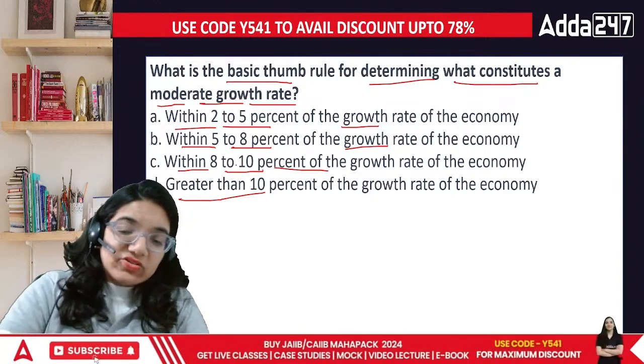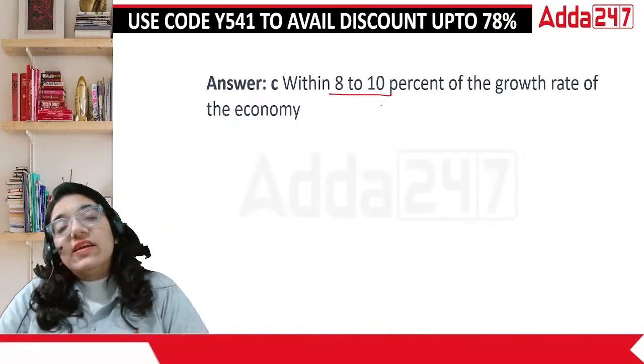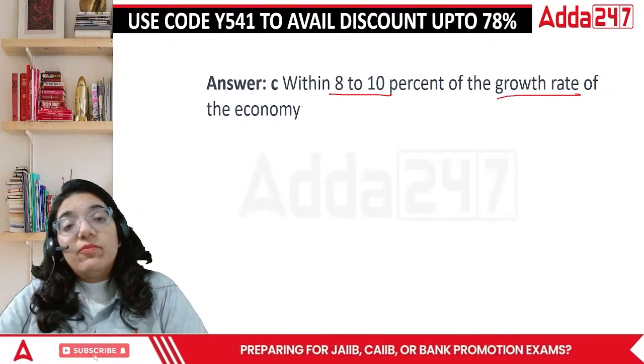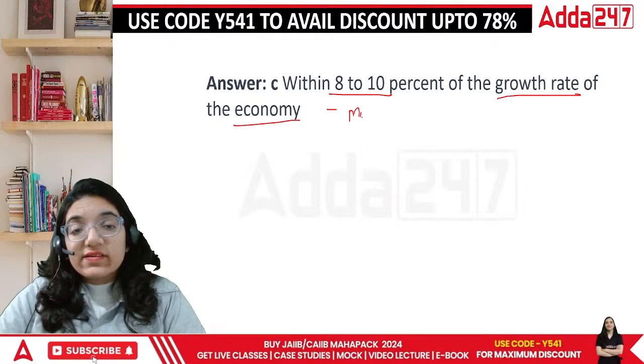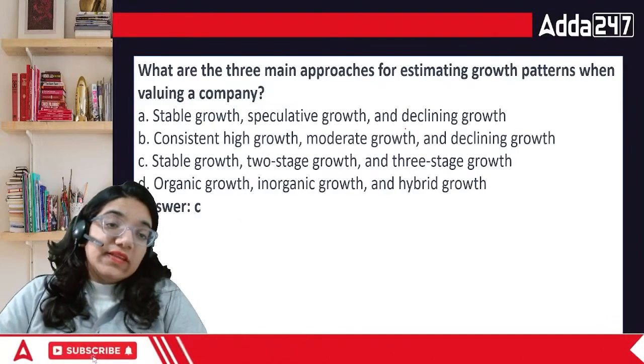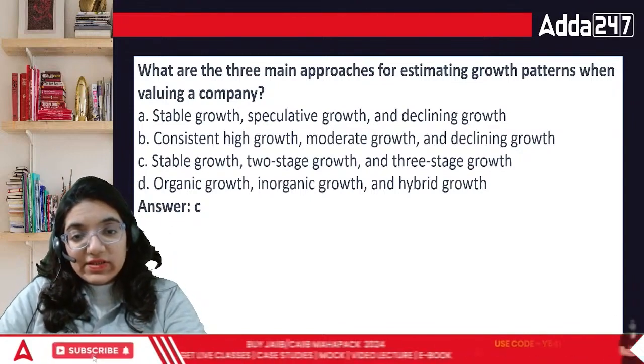In this case, the correct answer is going to be within 8 to 10%. Okay? It is between 8 to 10% of the growth rate in the economy that is moderate. Done? Then, oh, the answer is visible. Just a moment.